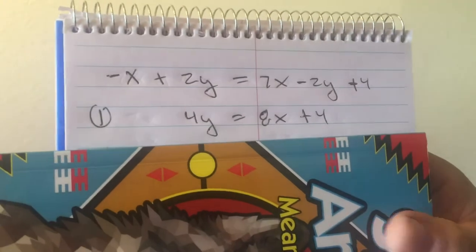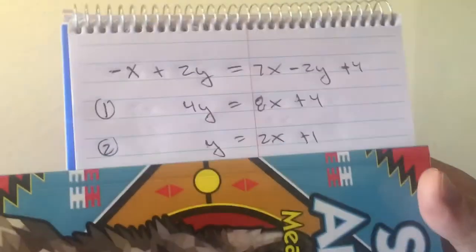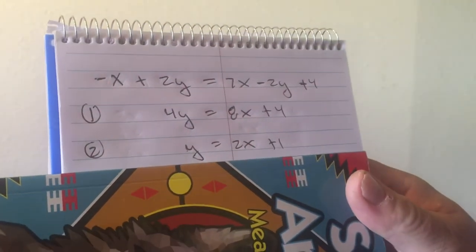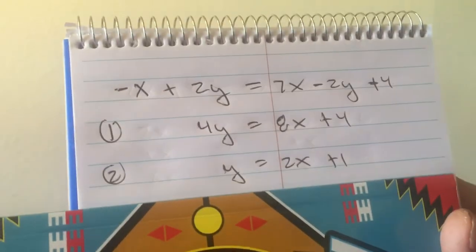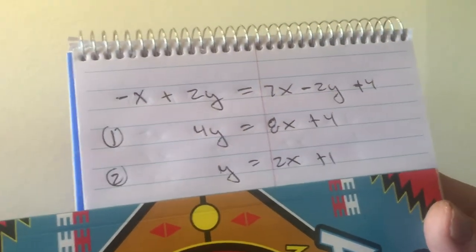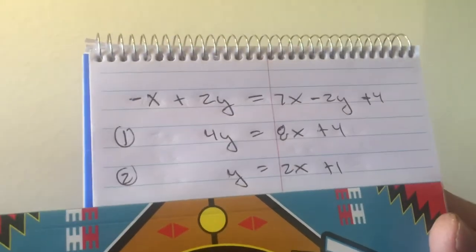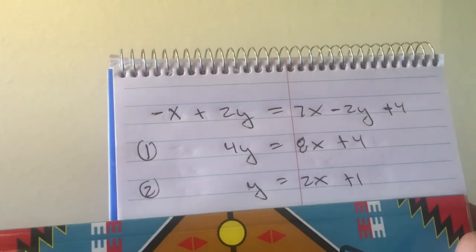Okay, 4 is a constant. All right, step two, I divide by 4. Y equals 2x plus 1. 4 divided by 4 is 1. 8 divided by 4 is 2. 4 divided by 4 is 1.